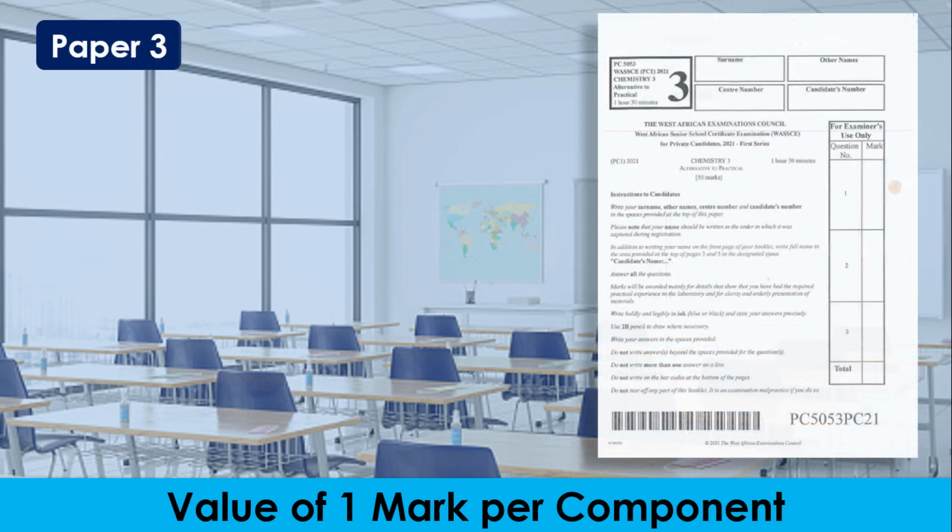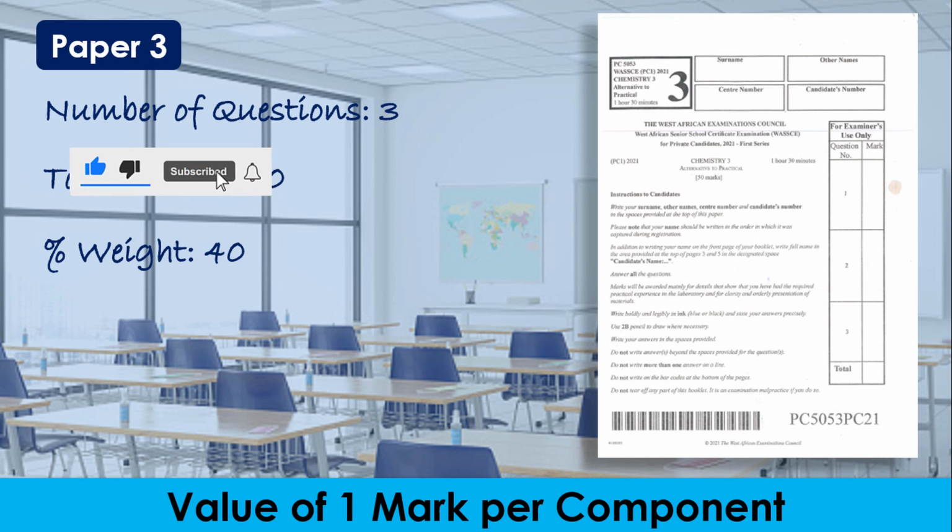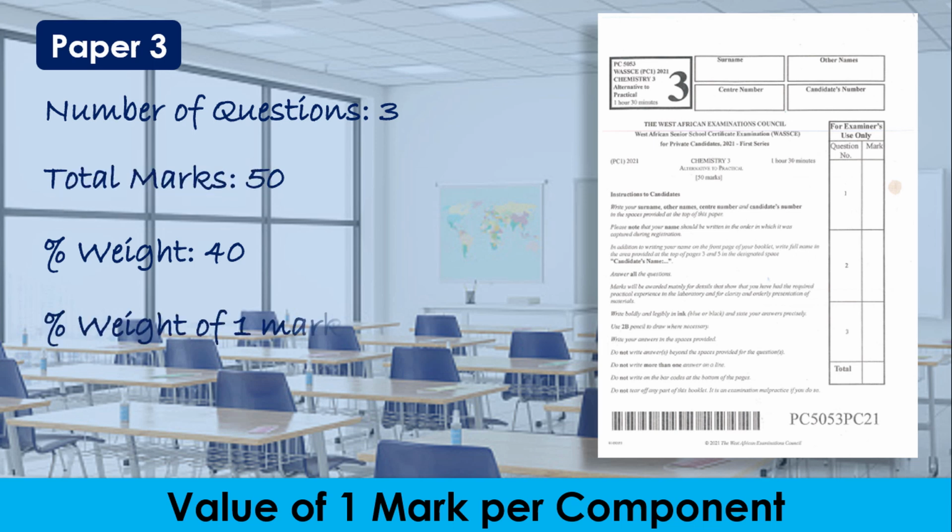The paper 3, which is a practical examination, just like the objective test, is made up of 50 marks shared among 3 questions. This paper contributes a weight of 40% to the overall score, which means that the value of 1 mark earned is about 0.8%, obtained by dividing 40% by 50. From this analysis, you can see that the practical test carries the highest weight, while the essay and objective tests have equal or almost equal weights. With this, you can know where to lay more emphasis on.